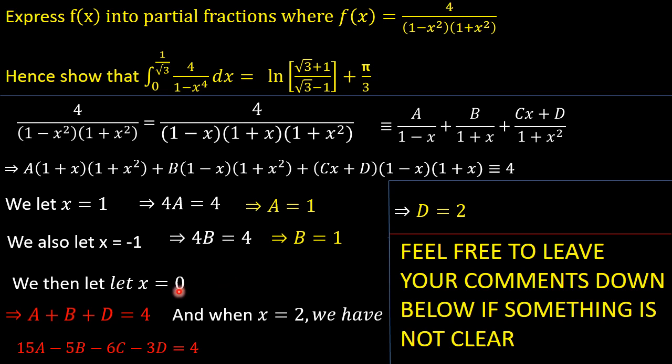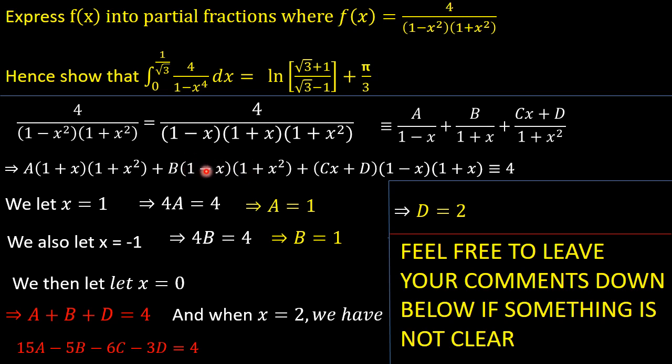Now, when my x is 2, guys, if x becomes 2, I'm simply going to plug in the 2 here, I'm going to have 2 squared, which is 4. 4 plus 1 is 5. Then 2 plus 1 is 3. So 5 times 3, I simply have 15a. That's why the 15 is here. I have 15a.